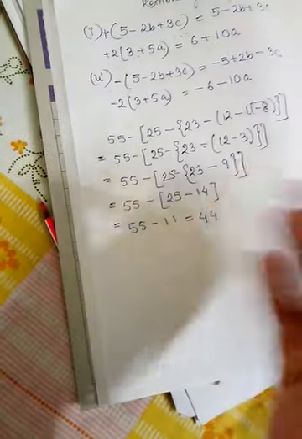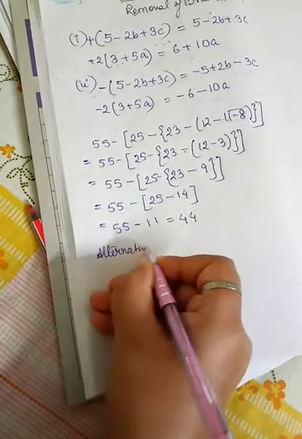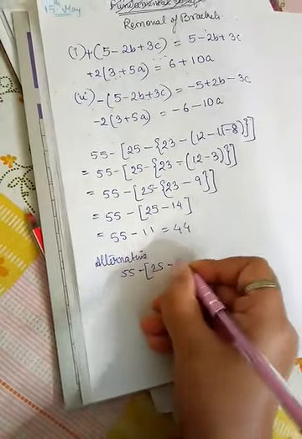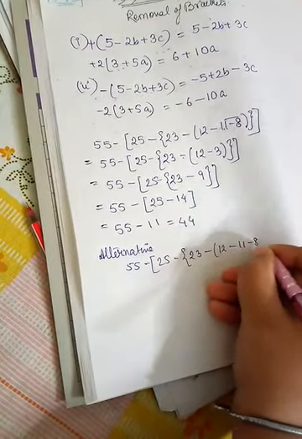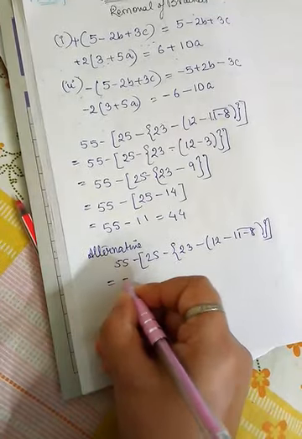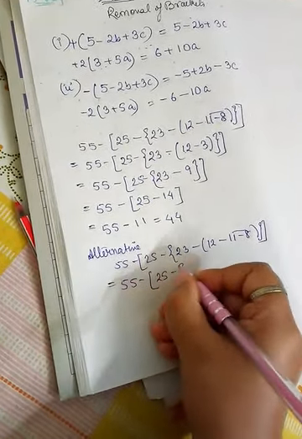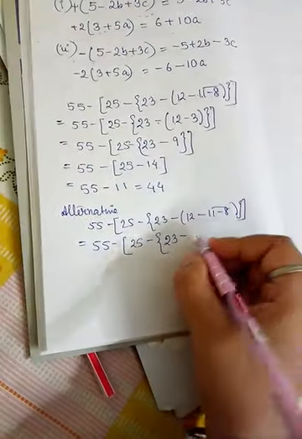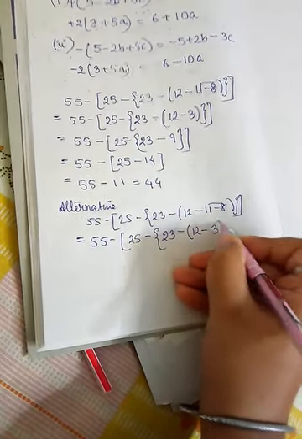If you have any problem in understanding, you can alternatively solve it like this. We have 55 minus 25 minus 23 minus 12 minus 11 minus 8. So you can use your own brackets like 55. The brackets which have been given in the question, you will write them like that only. Only you will introduce yourself like 12, and this will be minus 3.